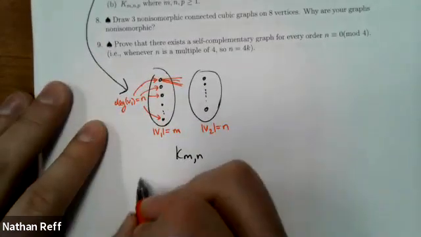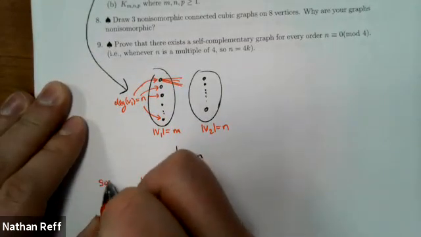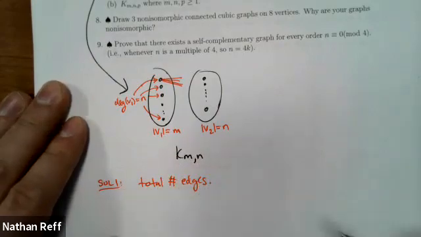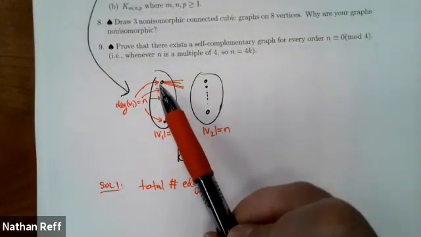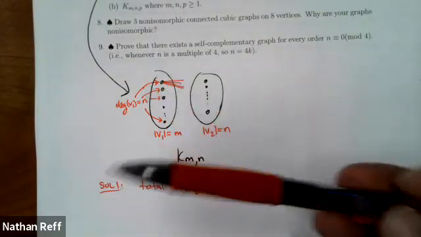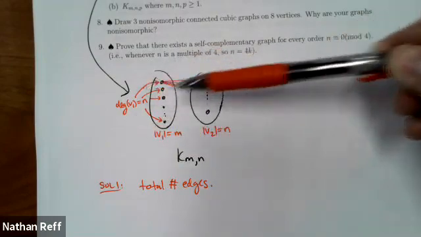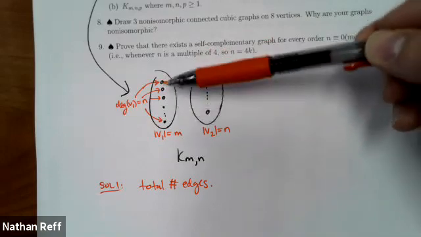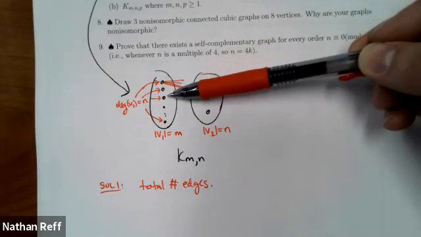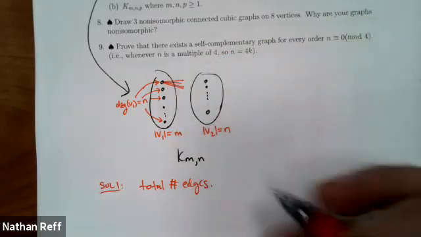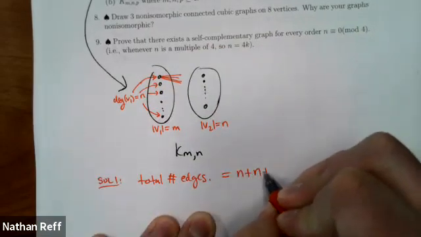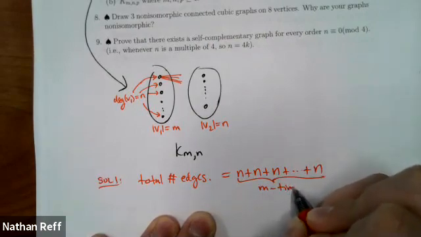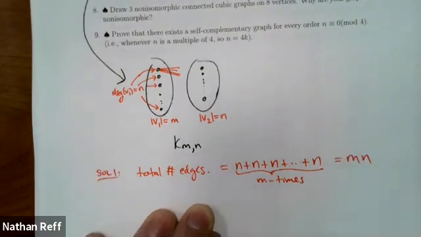Here's 2 ways that you could do this. Solution 1, total number of edges. All the edges connect this side to this side, right? So I can count all the edges by just looking at this partition set. I don't actually have to look over here at all. All I have to do is count up the edges. There's N edges coming out of here, N edges coming out of the next one, and so on. So isn't the total N plus N plus N plus N, a total of M times, which would be M times N.